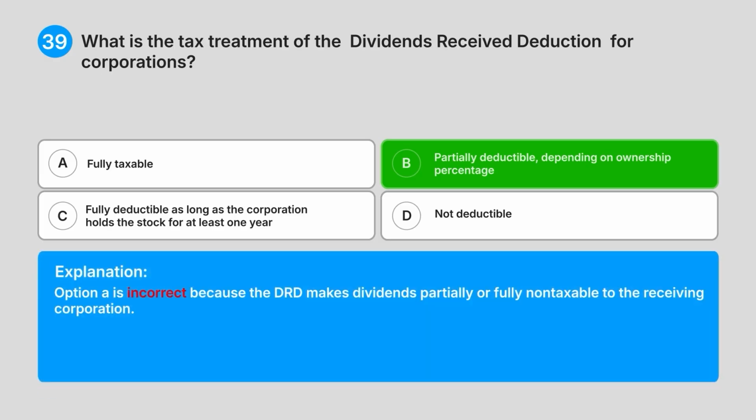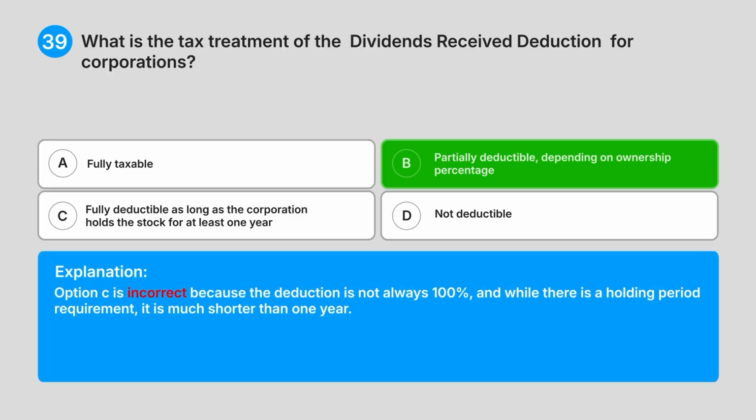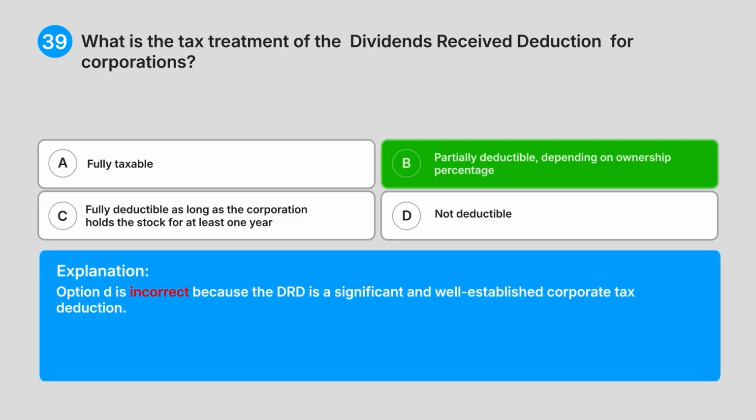Option A is incorrect because the DRD makes dividends partially or fully non-taxable to the receiving corporation. Option C is incorrect because the deduction is not always 100%, and while there is a holding period requirement, it is much shorter than 1 year. Option D is incorrect because the DRD is a significant and well-established corporate tax deduction.